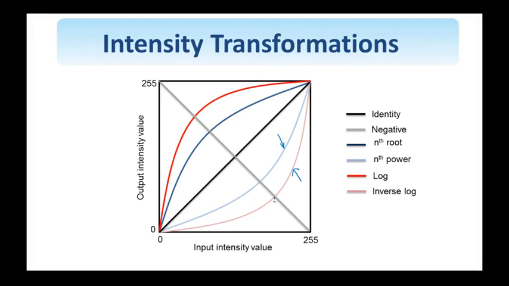And this can be seen, let's say, with the inverse log here. This range of values of the input image is mapped into a much smaller range of values at the output image, while this small range of values, high intensity values of the input, are mapped into a much larger range of values at the output image. So low intensity values are compressed, high intensity values are expanded.